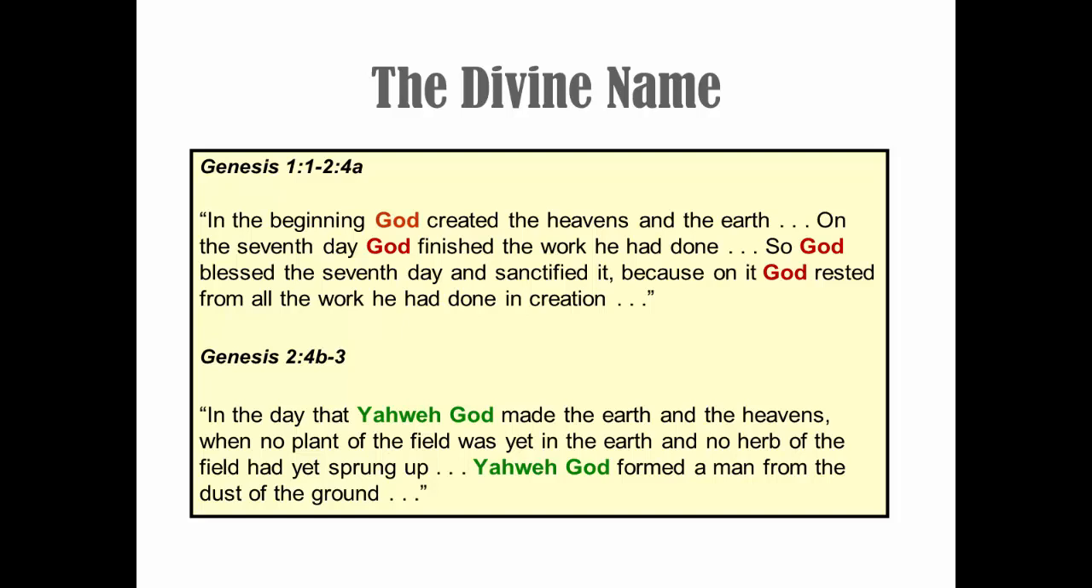But if this were the case, then one would expect these two names to appear throughout both chapters, which is not the case. Thus, the differences in God's name supports the contention that Genesis 1 and Genesis 2-3 are separate accounts of creation.